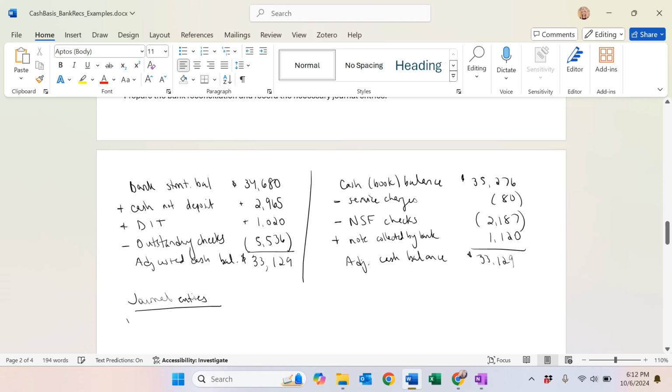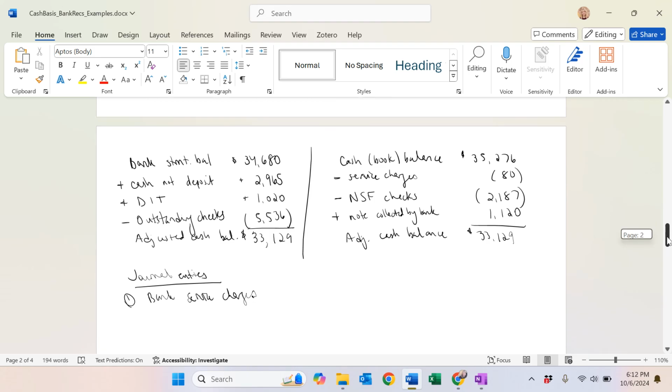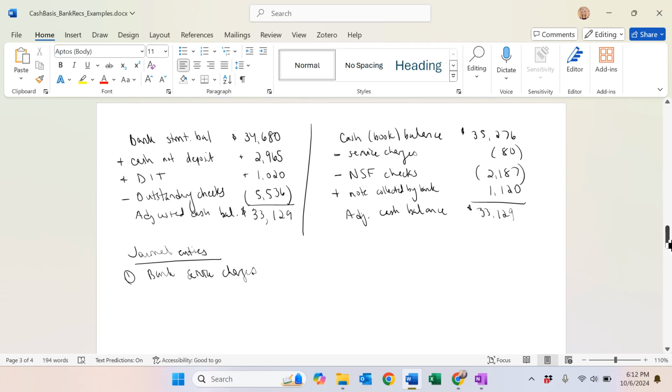All right. So one, we have bank service charges. The company had to pay out $80. Here's our entry number 1. We're going to debit some sort of an expense, bank fee expense, for 80 and credit cash for 80. Now our books are updated.